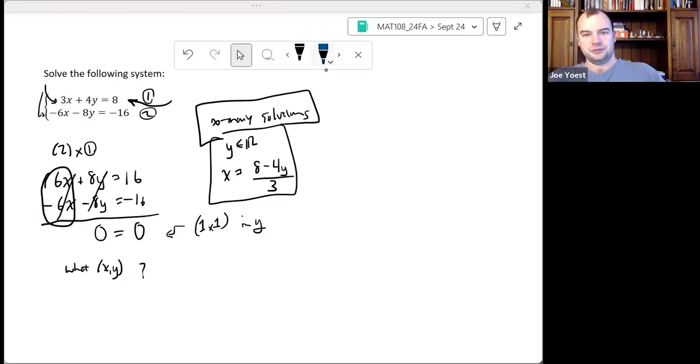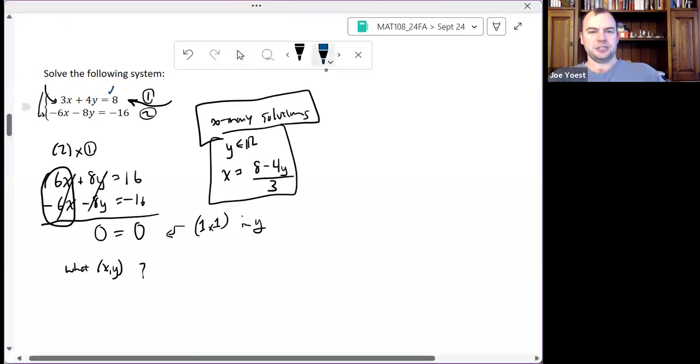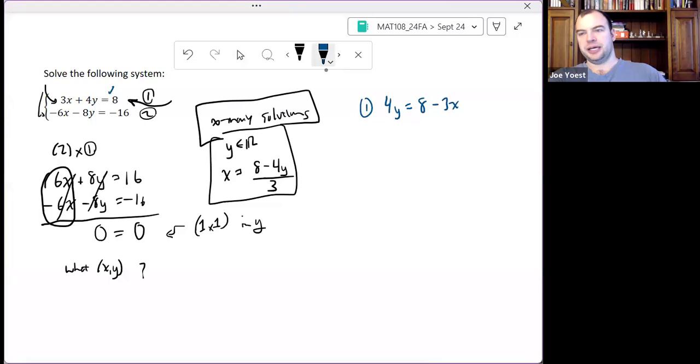Well, let's solve equation 1. I guess maybe I'll solve it for y. So I have 4y equals 8 minus 3x, or y equals 2 minus 3/4 x. Just rearranging equation 1 a bit, this is what I get. This is an equation that is equivalent to that original equation 1. I can now plug this into equation 2.